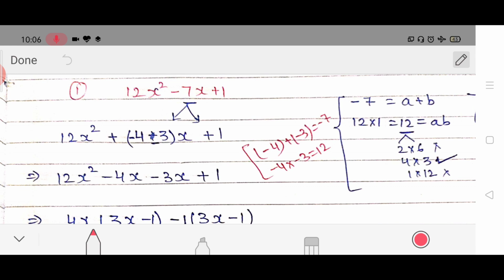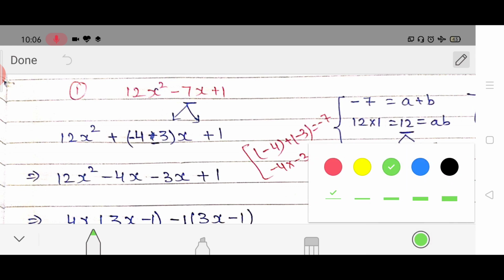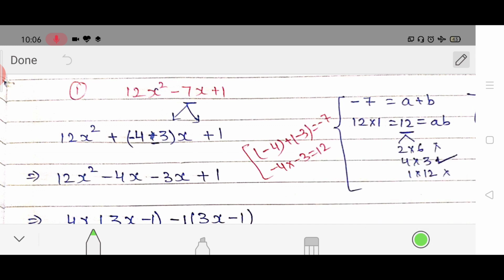As the name suggests, middle term. So here you have to see the middle term coefficient, which is -7. So we have written -7 aside, and then you see the first and last coefficients, that is 12 and 1. So you multiply 12 into 1 and you get 12. This was our first step. Now what you have to do is divide -7 into two numbers such that their product is the product of first and last.